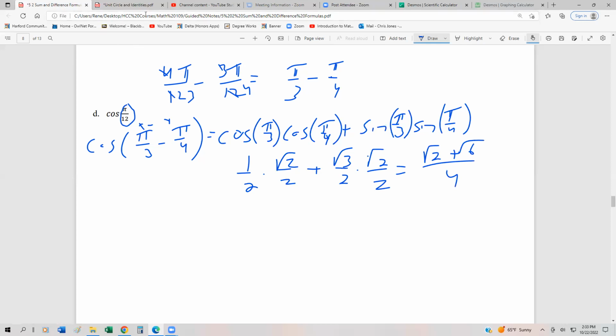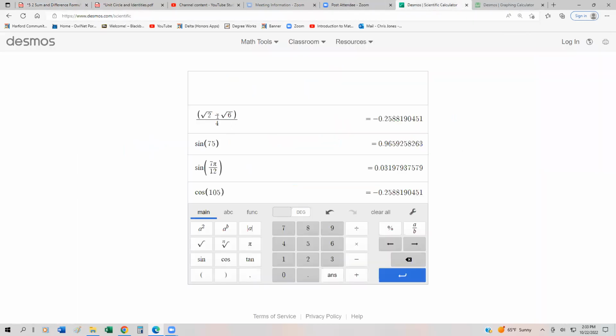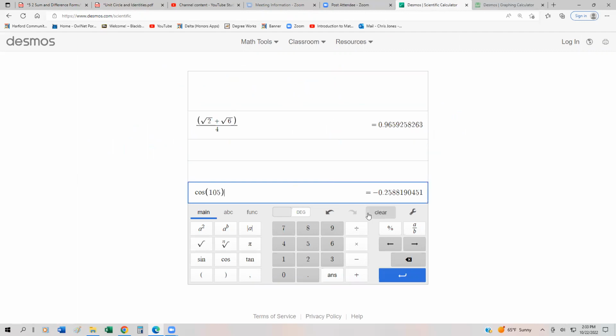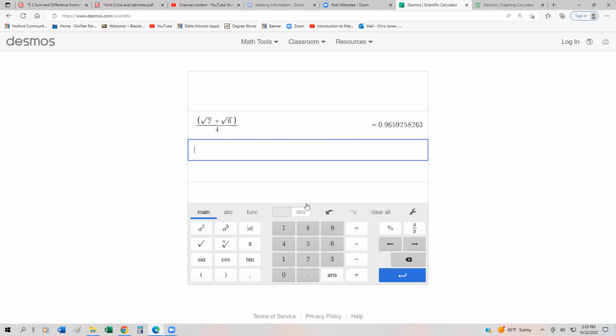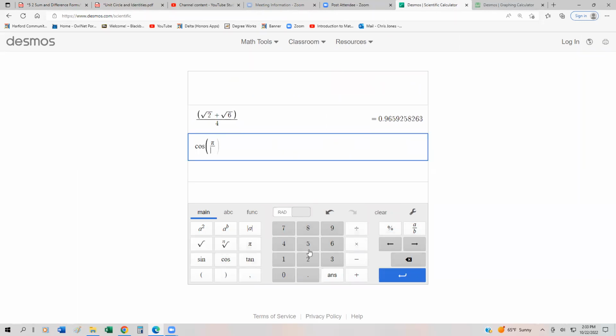We're going to check this in our calculator just to make sure. So let me change this to a plus. And we'll clear these since we don't need them anymore. We're in radian mode, the cosine of pi over 12. All right, and there we go. We get the exact same thing again.